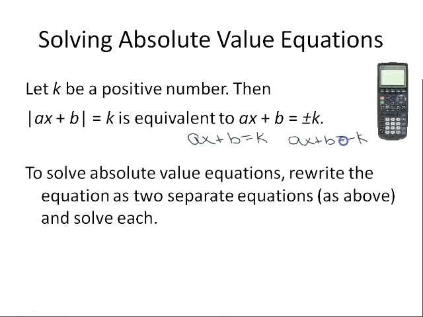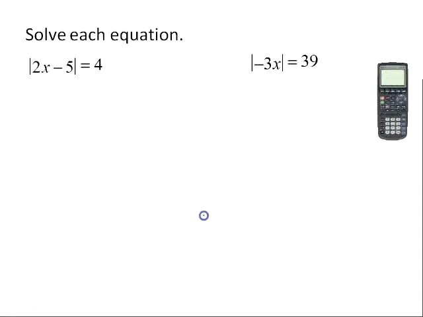Because absolute value is defined as the distance a number is from 0. So we don't know whether that distance is going to be to the left of 0, which would make it a negative k, or to the right of 0, which would make it a positive k. So let's solve some equations.